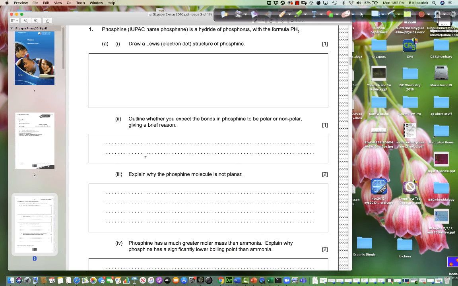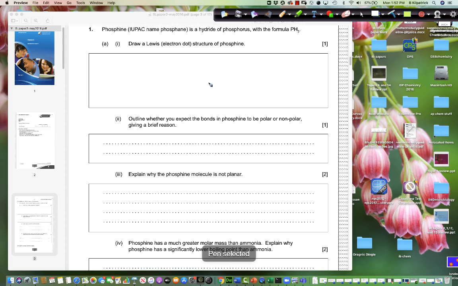Alright, so we have phosphine, and it does tell you what phosphine is. Phosphine is a molecule of PH3. It's asking you to draw a Lewis dot structure. So essentially, you need to make sure that you have the appropriate number of electrons shown in your structure. Phosphorus, if you look it up on the periodic table, has 5 valence electrons. Hydrogen has only 1, and there are 3 of those. So overall, we should have a total of 8 electrons being shown.